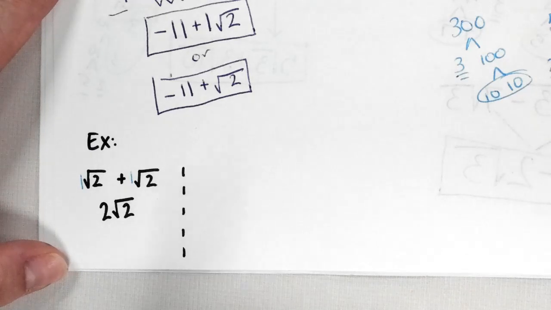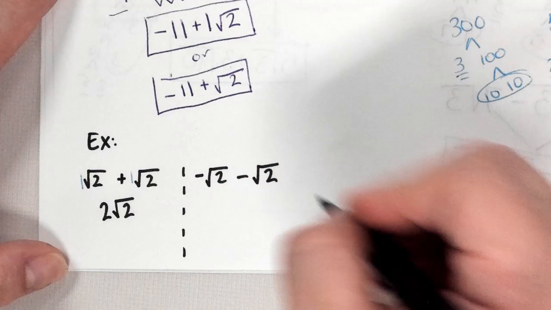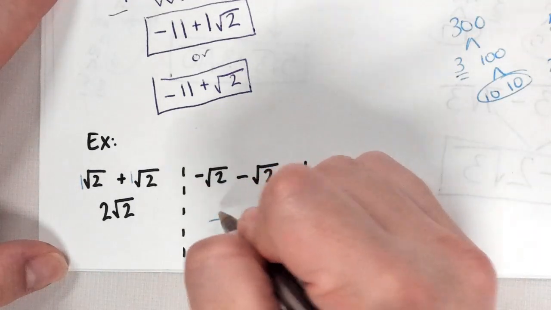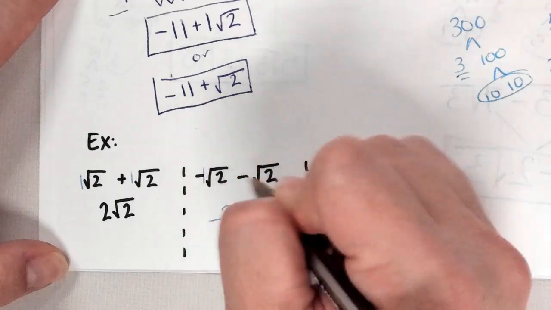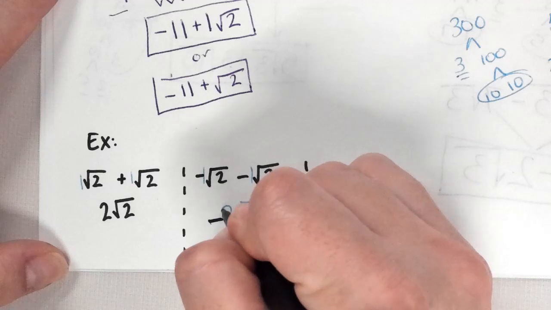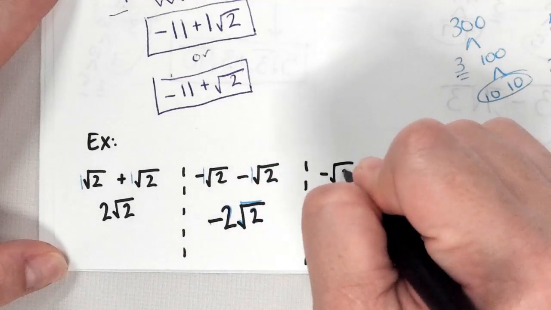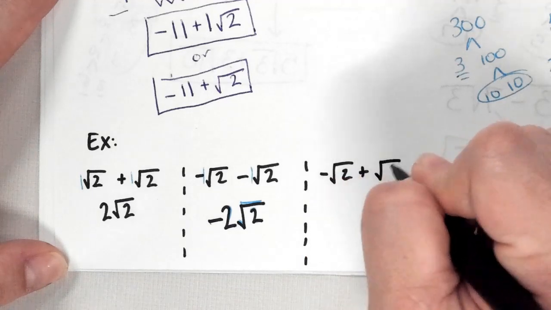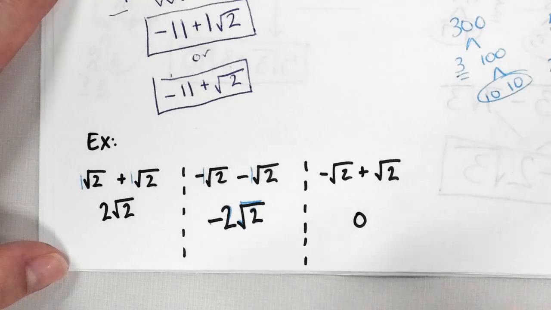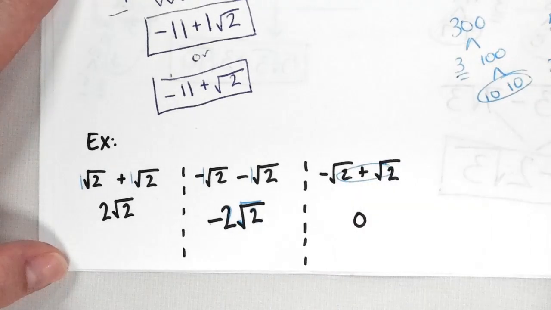Okay. What if you have negative square root of 2 minus square root of 2? Yes, this time it's just negative 2 square root of 2. Because you can have those invisible ones, yes? Okay, what if you have negative square root of 2 plus square root of 2? 0. It's 0. They cancel. When you have something that matches and one's negative and one's positive, that zeroes out.